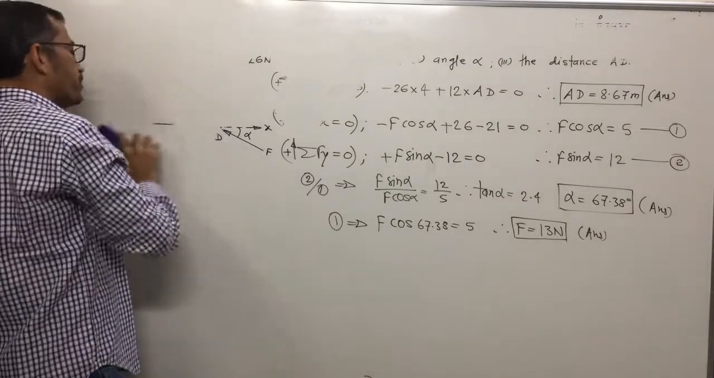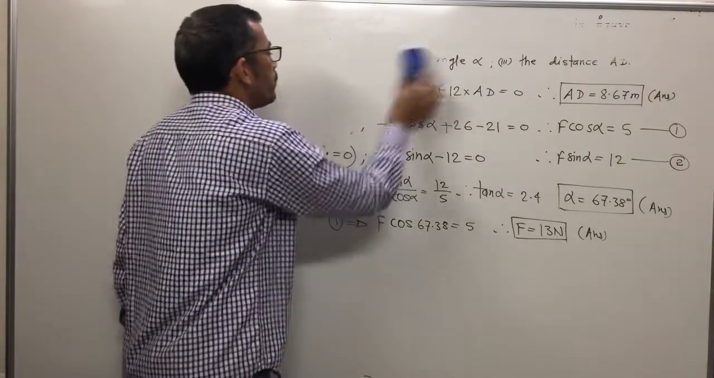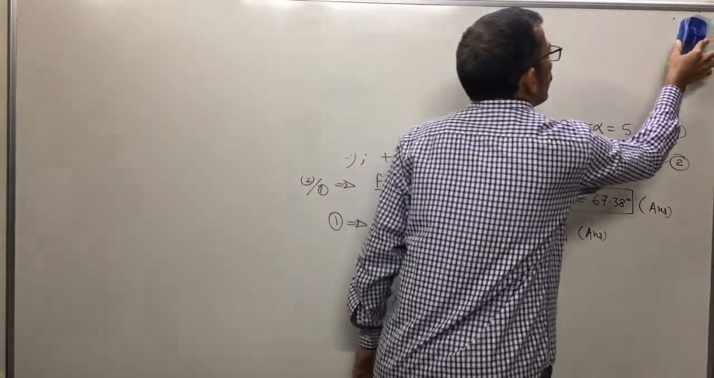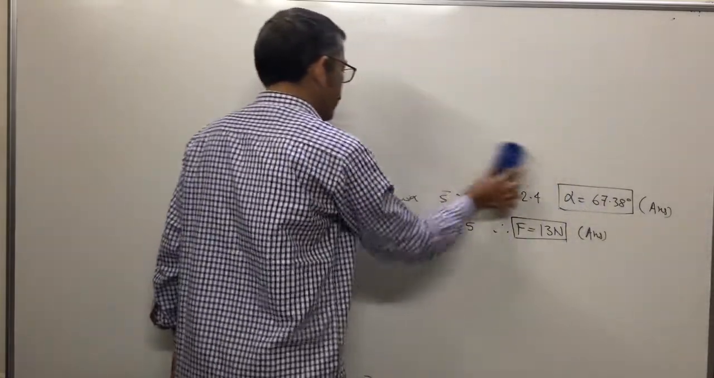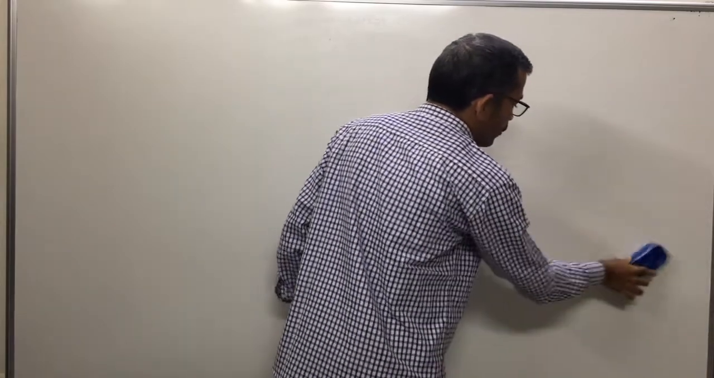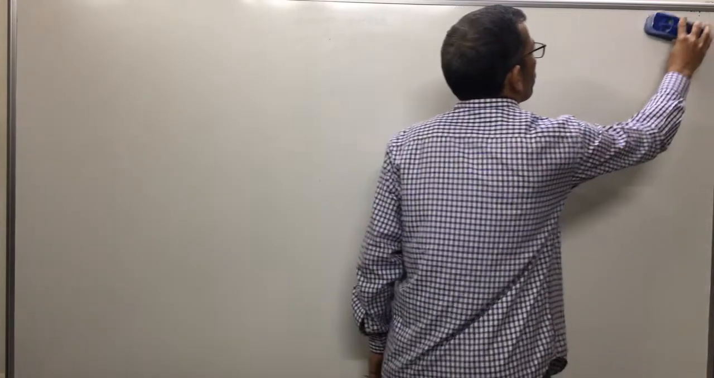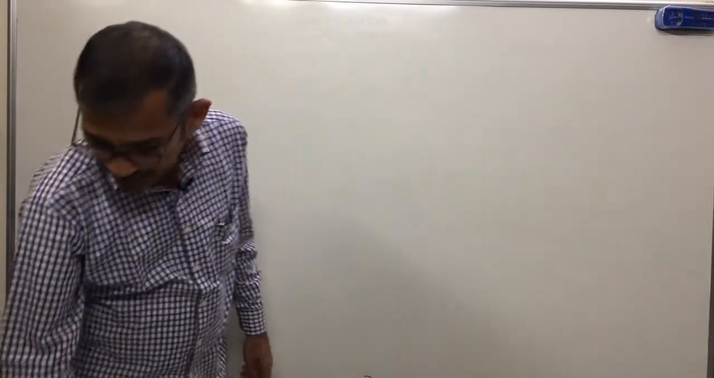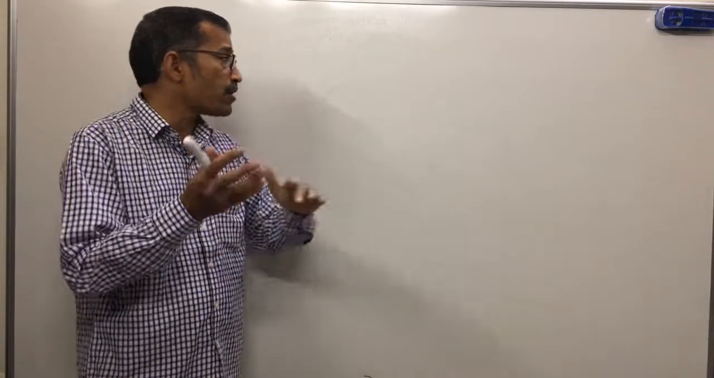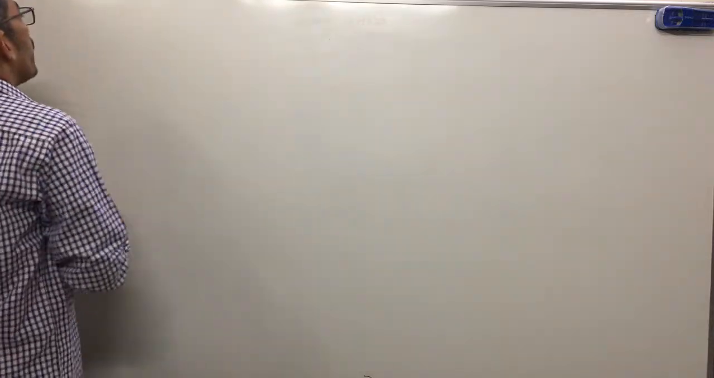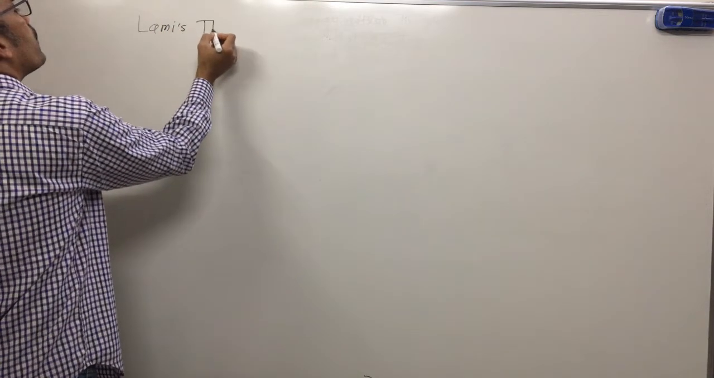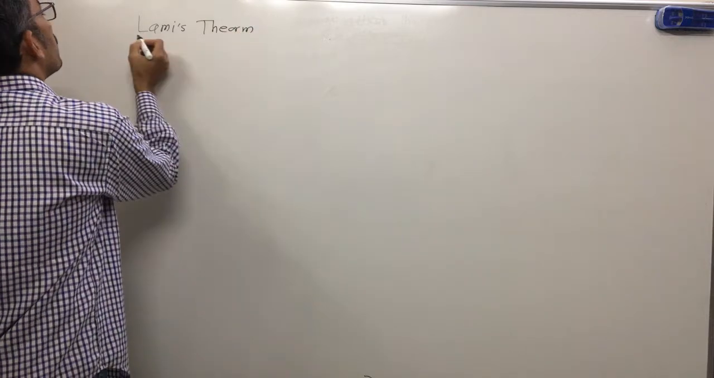Lami's theorem is valid only when the body is in equilibrium and subjected to 3 forces only. That means the condition is very important. Otherwise, if you apply Lami's theorem anywhere, it is not allowed. So the first condition is that the body must be in equilibrium. The next condition is that the number of forces must be 3 only, not less than 3, not greater than 3.